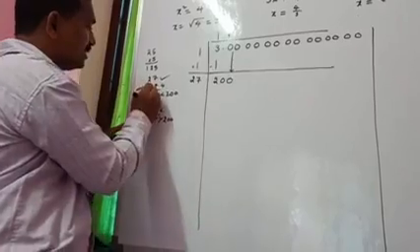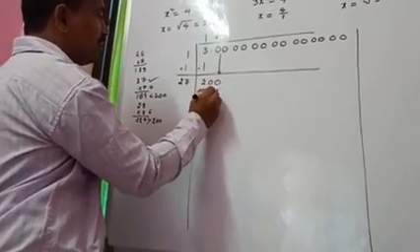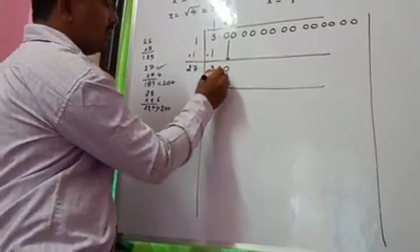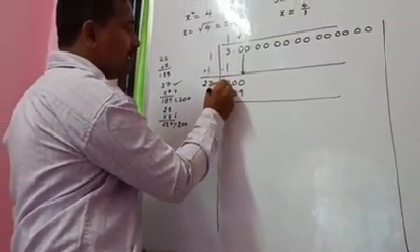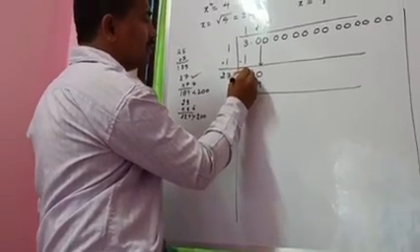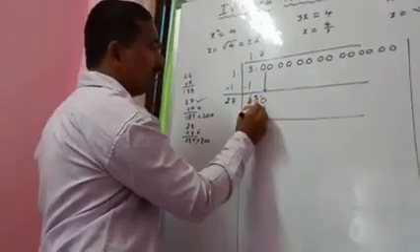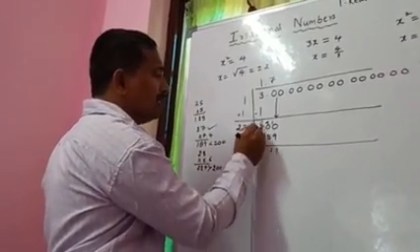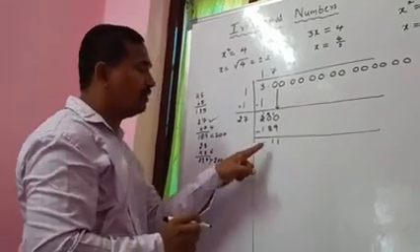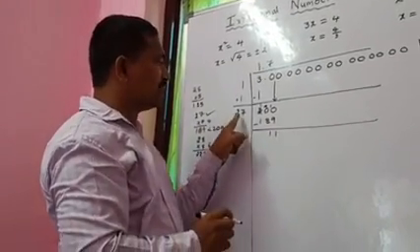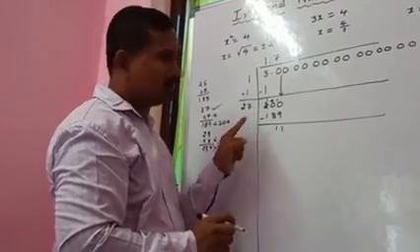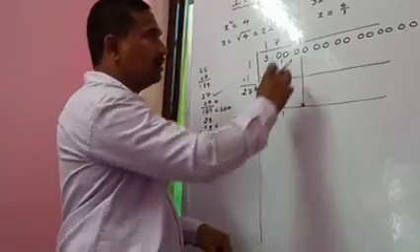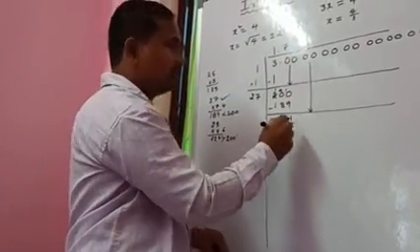27 sevens are 189. Now subtract. Here we can't subtract 9 from 0. Borrow 1. 10 minus 9, 1. 9 minus 8, 1. 1 minus 1, 0. Here 11. So 11 is smaller than the divisor, so again carry forward these 2 zeros. In every step you have to carry 2 zeros.